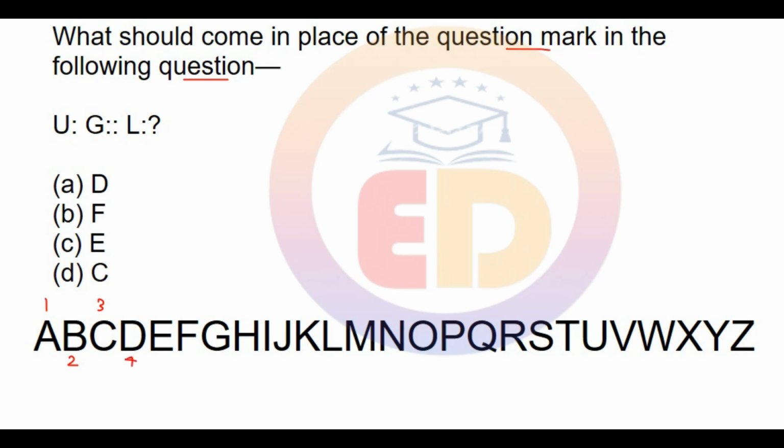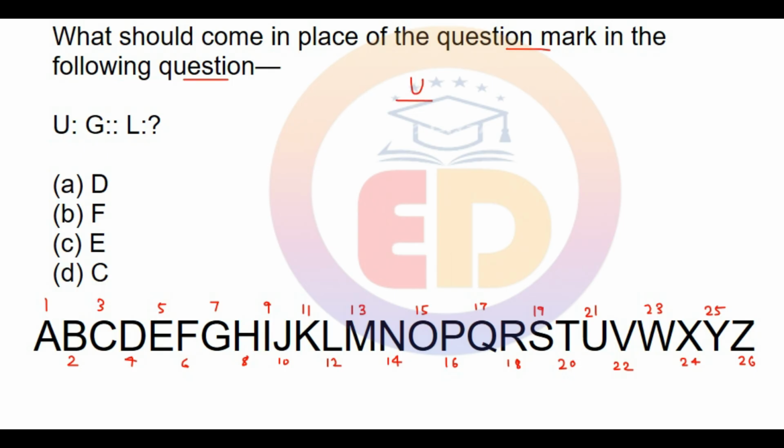D will be 4, E is 5, 6, 7, 8, 9, J will be 10, K is 11, L is 12, M is 13, N is 14, O is 15, P is 16, Q is 17, R is 18, S is 19, T is alphabet 20, U is 21, V is 22, W is 23, X is 24, Y is 25, Z is 26. Now, since we have numbered all the alphabets, let us see the relationship of U and G.